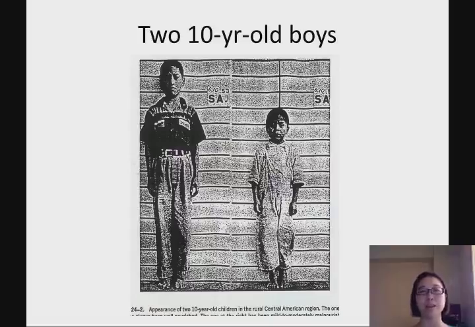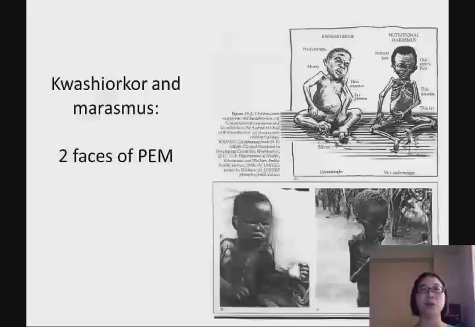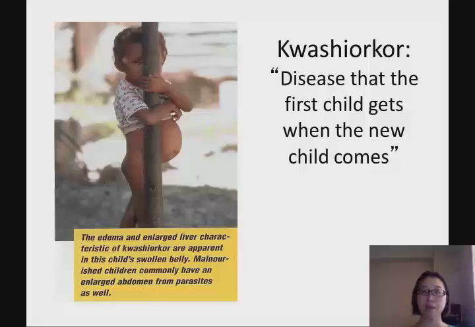This is another figure showing two 10 year old boys, and you can see on the right side, this boy had growth stunting. This is the evidence for chronic protein calorie malnutrition. Among protein calorie malnutrition, I want you to know two diseases. One is called Kwashiorkor, the other is called marasmus, and I would like you to know their symptoms, because that's how you're going to get questions in the exam.